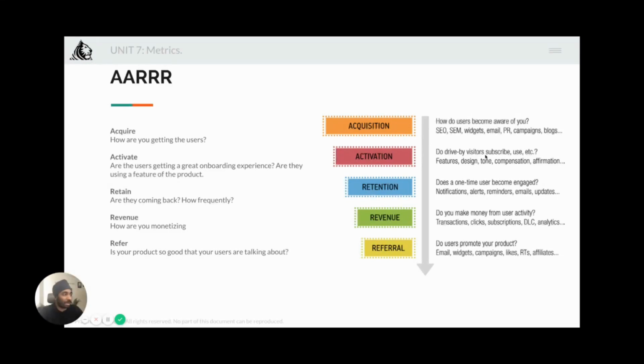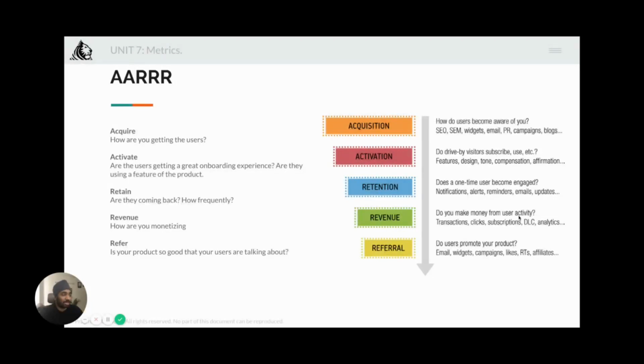Activation. Do drive-by visitors subscribe? So people who land up because they saw some email or something. They land up and they talk about it. They sign up. They sign up for the newsletter. They click on a few buttons. What do they do? Does a one-time user become engaged? So after signing up for this newsletter, what do they do? Retention: are they retained or not? Are they coming back again and again or not?